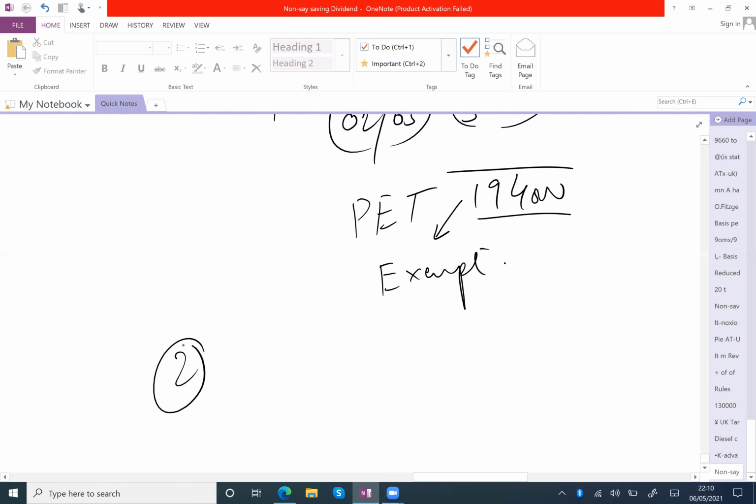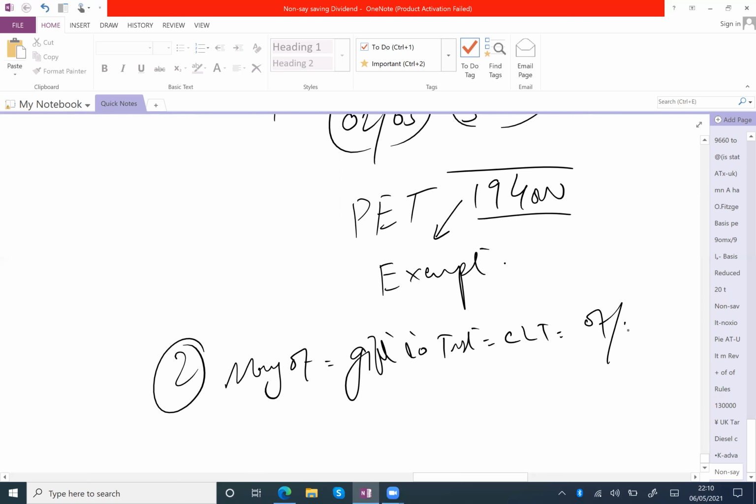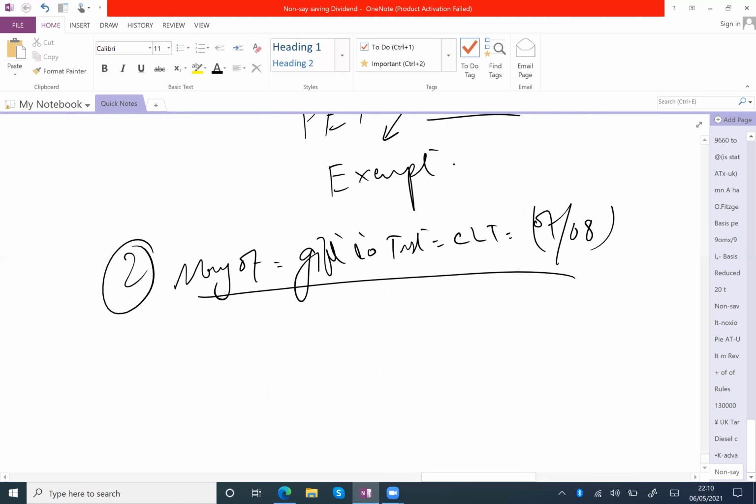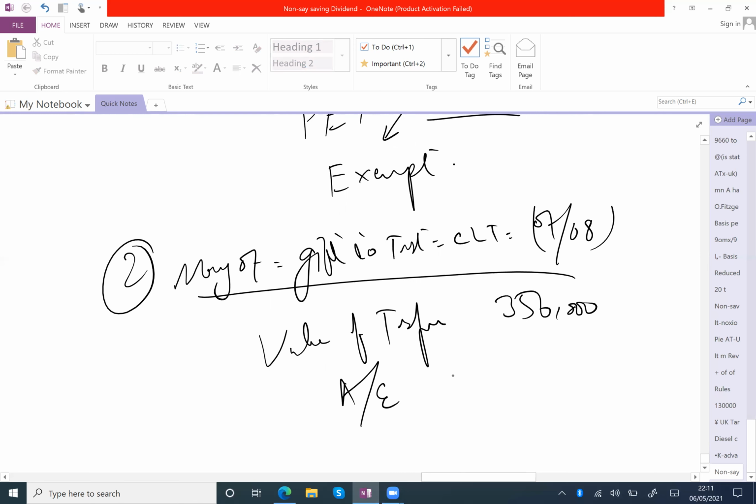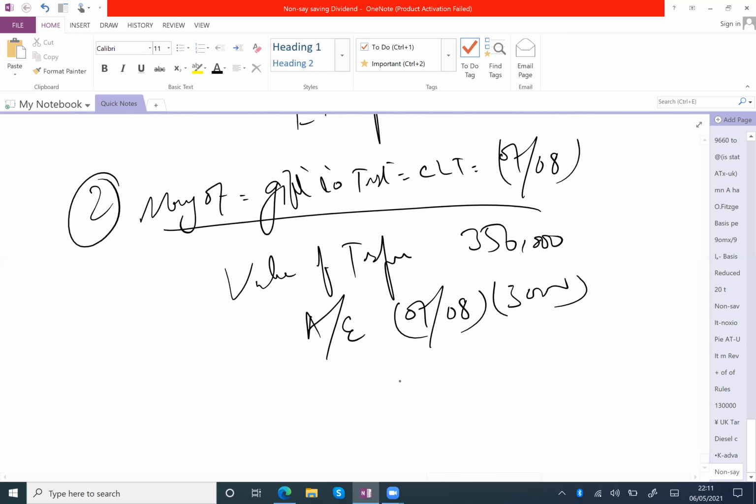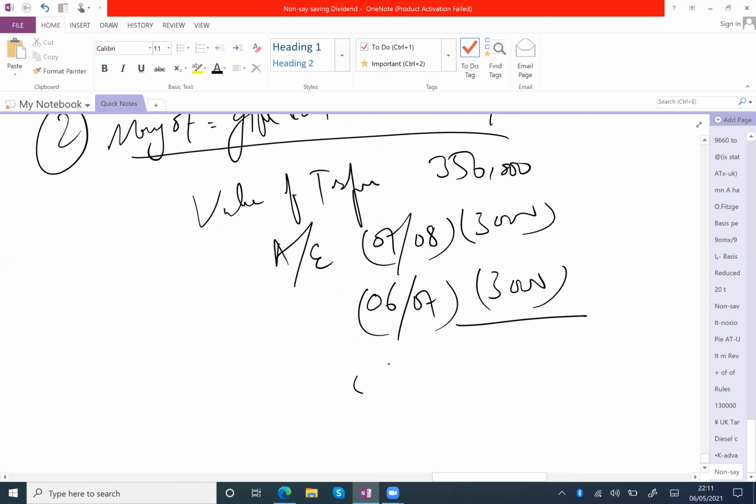Now the second gift is May 07, a gift to a trust. It is a CLT in tax year 07/08. What is the value of transfer? 350,000 less annual exemption of the current year 07/08, 3,000, and 06/07, 3,000. So the value of the CLT is 344,000.